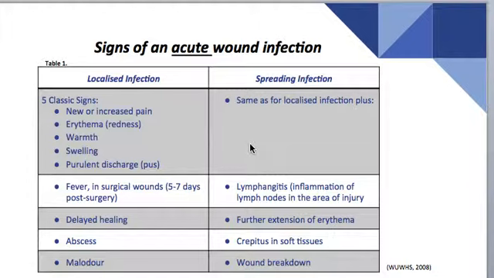However, if the infection is spread, the patient would experience all the same symptoms as they would with a local infection, as well as lymphangitis, and inflammation of the lymph nodes in the area of injury, further extension of erythema, crepitus in soft tissues, or wound breakdown.